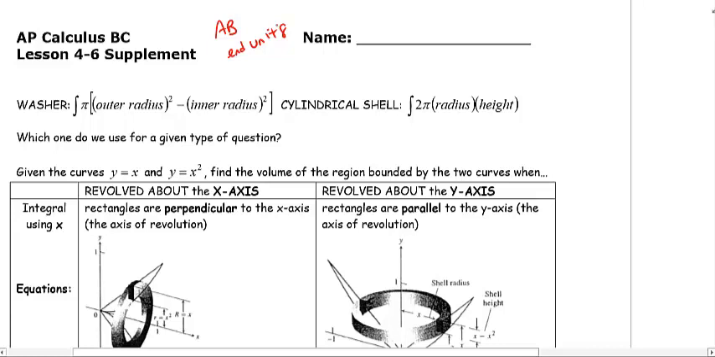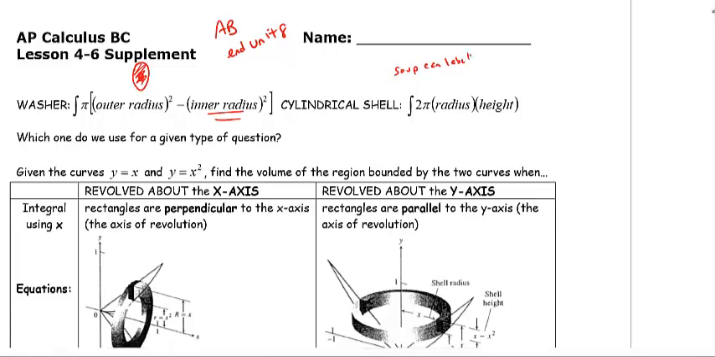So hopefully you remember the idea of a washer now, right? That's like a volume object rotated with a hole in the middle. Think of a thin disk with a hole in the middle. That's why we have the formula of the integral of pi outer radius squared, so that's the entire thing. And then we're going to take out the hole, which is the area of the inner radius. A cylindrical shell, once again, I always think of it as a soup can label or a roll of toilet paper, and the formula there is 2 pi times radius times height.